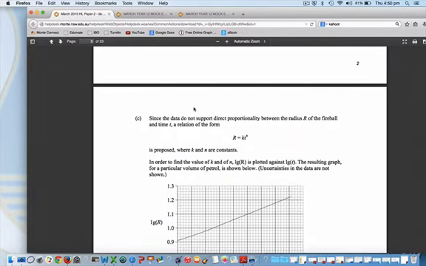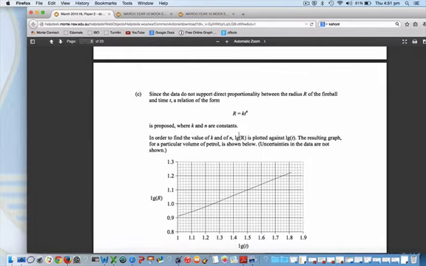Since the data do not support direct proportionality between the radius r of the fireball and time t, a relation of the form r equals kt to the power of n is proposed, where k and n are constants. In order to find the value of k and of n, the logarithm of r is plotted against the logarithm of t. The resulting graph for a particular volume of petrol is shown below. Uncertainties in the data are not shown.